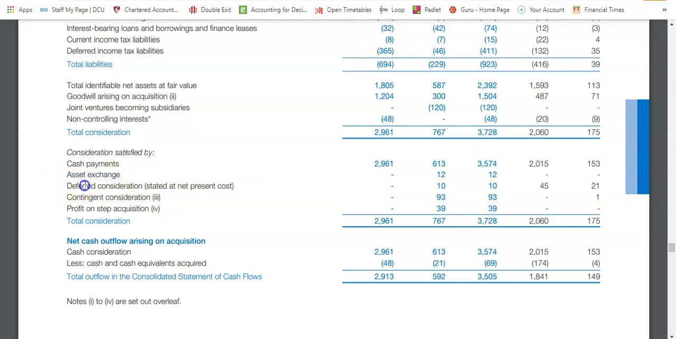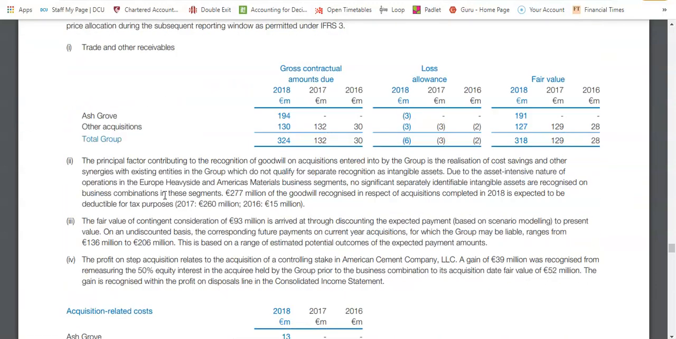Majority is paid in cash, but you have some asset exchange where they swap some assets. You have some deferred consideration, which is stated at the net cost. That's what we've been doing. You have some contingent consideration, and you have a profit on a stepped acquisition. So we haven't dealt with that yet. That's your stepped acquisition, your staged acquisition. But even look, contingent consideration, note 3, see what it says?